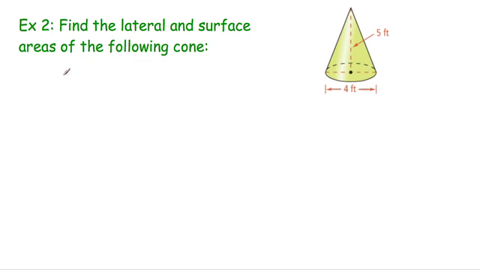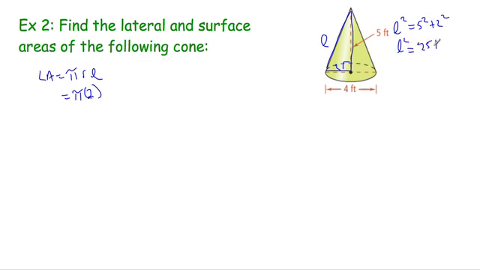So let's try this one. Find the lateral and surface area. So lateral area equals pi r L. All right, so pi r, well, if this whole thing is 4, then r is 2. And do I have my slant height? No, I don't. I know this is a right triangle because that's a height. So this is 2. So I'm going to use my Pythagorean theorem. So L squared equals 5 squared plus 2 squared. L squared equals 25 plus 4. L squared equals 29. L equals the square root of 29.